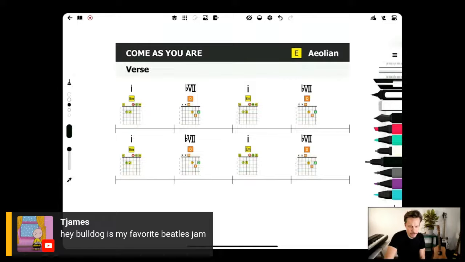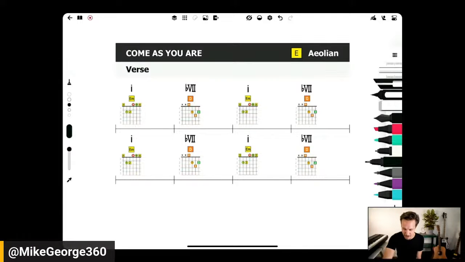T. James, Hey Bulldog is my favorite Beatles jam. That's awesome. Yeah, I remember playing that song for my nephew back in the day. It was the first time he had heard it, and he was like 18 months old, and he freaked out and we probably listened to it 25 times back to back. It's interesting to see how primal it is for someone that young who's never even heard of it, and is just like, this is amazing. And he listened to it, and therefore I listened to it dozens of times. It was awesome.